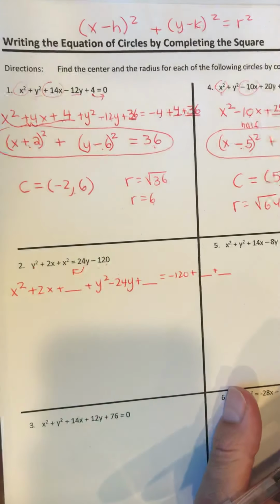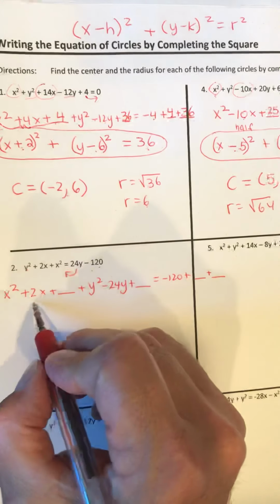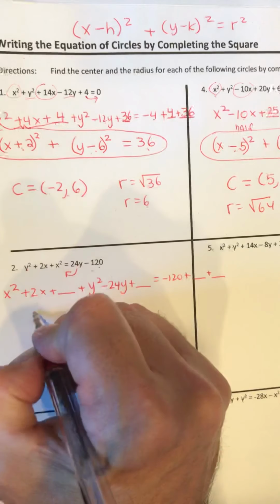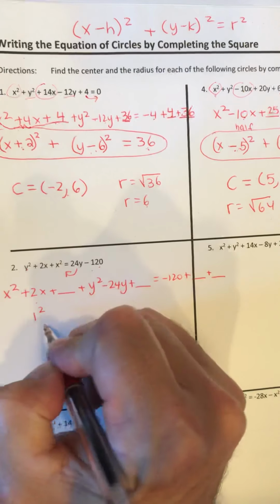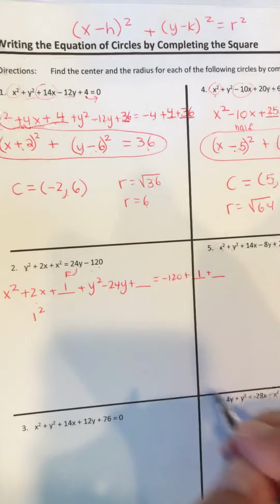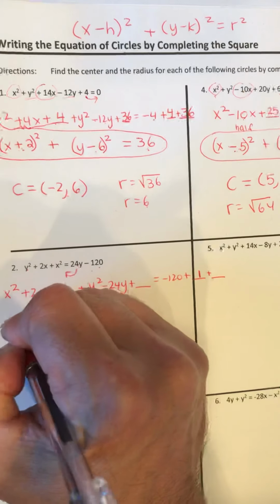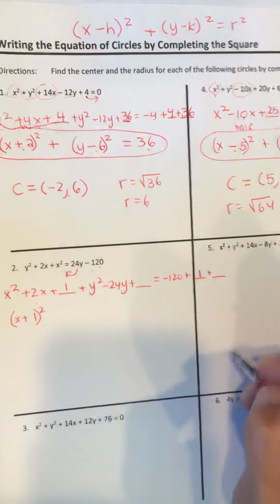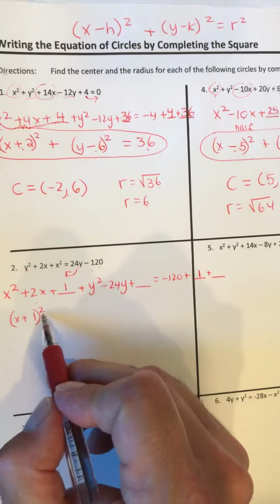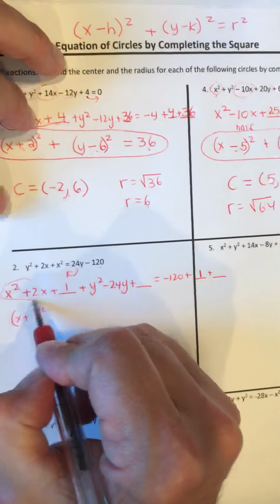All right, I went into the other problem a little bit. Here we go. We do half of 2, which is 1. You square it. 1 to the second is 1. You have to add that on the left and on the right side. Bring down the plus, bring down the x, put it in parentheses. This x plus 1 to the second is the factored form of this trinomial.